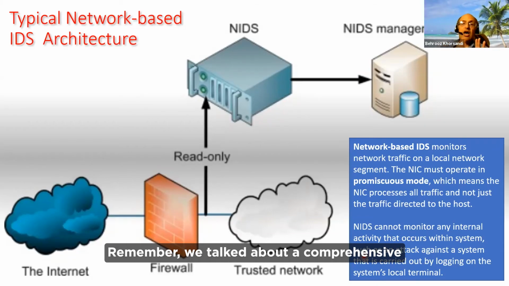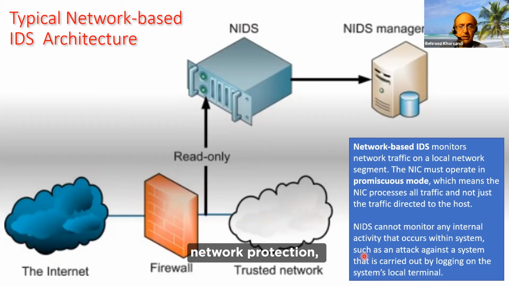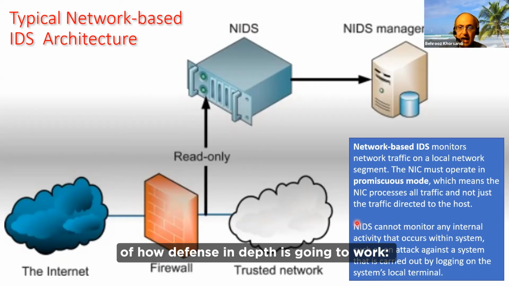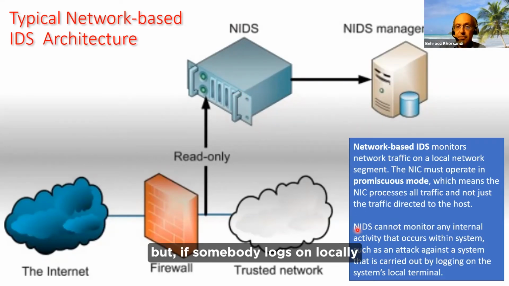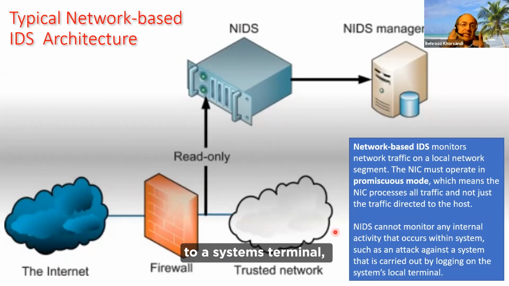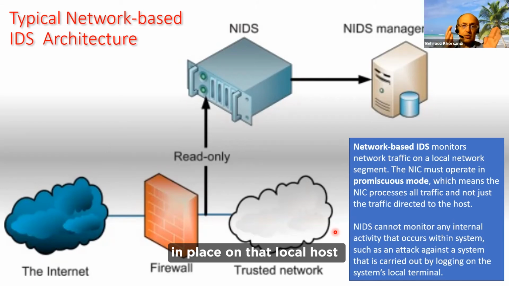Remember, we talked about comprehensive network protection. We talked about defense in depth. Here is a good example of how defense in depth is going to work. Not only do you have to have your IDS architecture, not only do you have to have your database of NIDS management updated so that you know what NIDS traffic we are looking at, but if somebody logs on locally to a system's terminal, you want to have the proper measures in place on that local host to combat any issues.